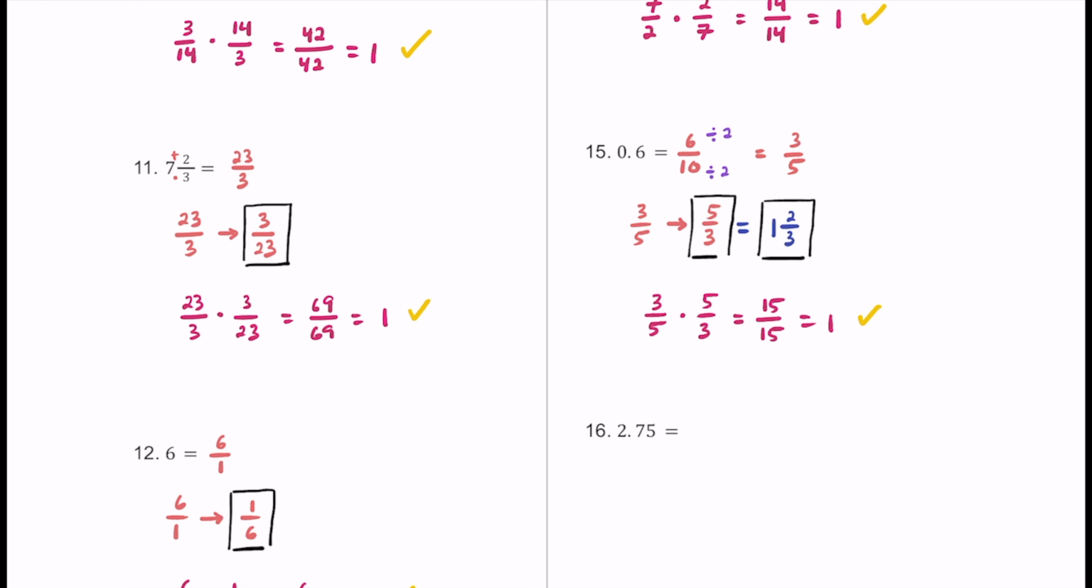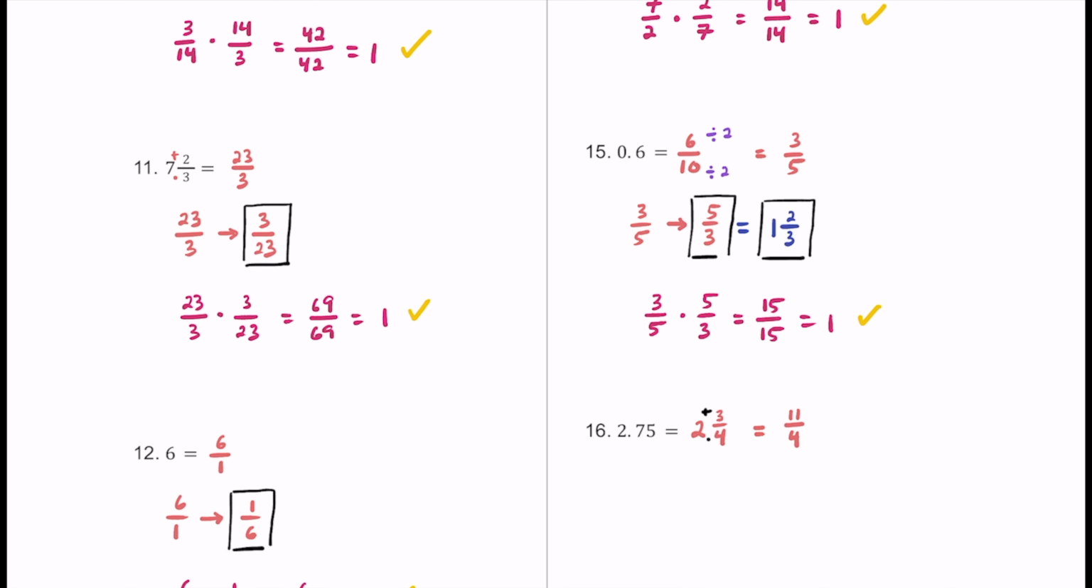Last problem we have for number 16 is 2.75 or 2 and 75 hundredths. So if it's 75 hundredths, 3/4, this is 2 3/4. That would be the mixed number version, but we can't use that one either, right? So if you multiply 2 times 4, that's 8. 8 plus the 3 on top, that's going to be 11. So this is equivalent to 11/4, or that's the same thing.